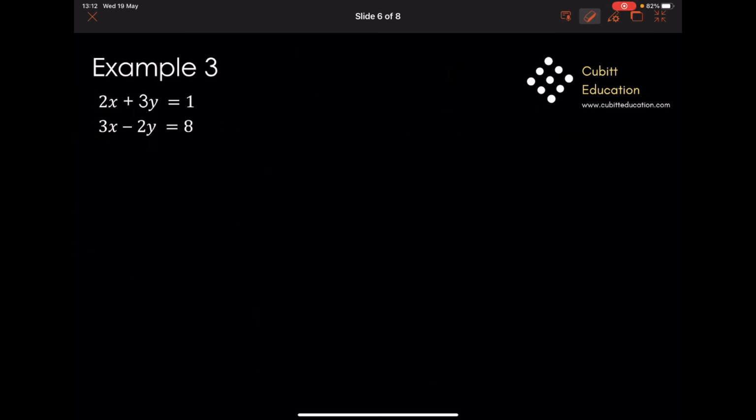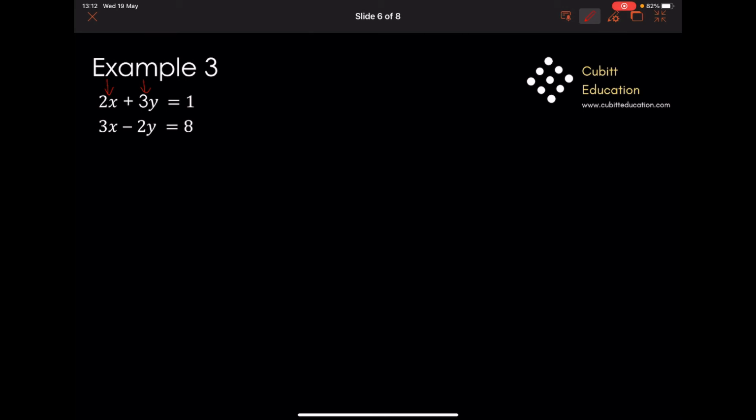Okay, time for our final example. This one is actually a little bit similar, but obviously what you need to look at immediately is exactly the same as we noticed in example 2, is that neither of the numbers in front of x or y are the same. So we can't add or subtract yet. So what we need to do is get either the x's or the y's to be the same. Now, this example obviously calls for multiplying by some numbers like we did before.